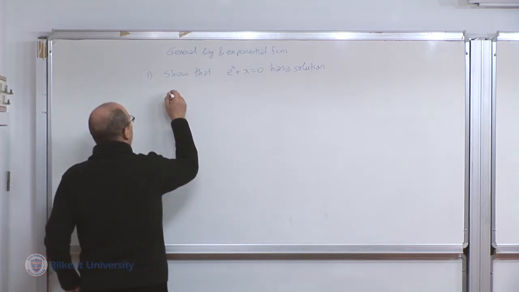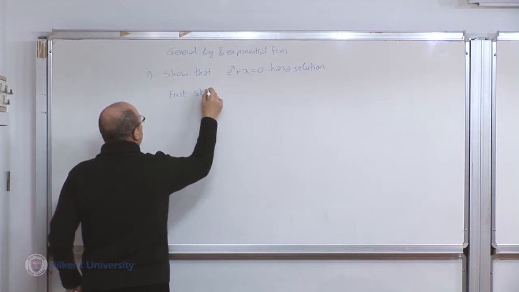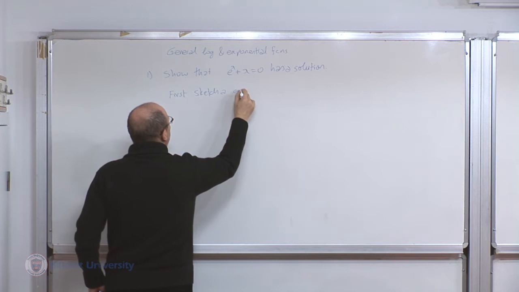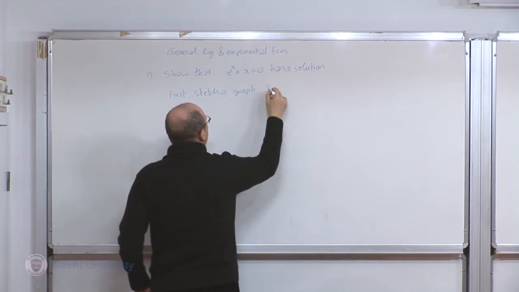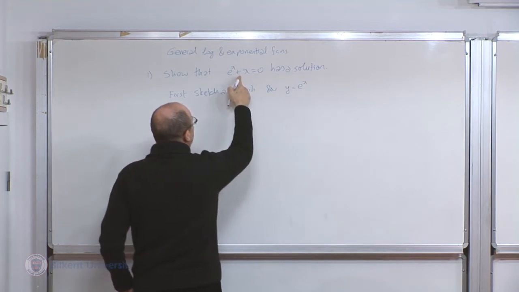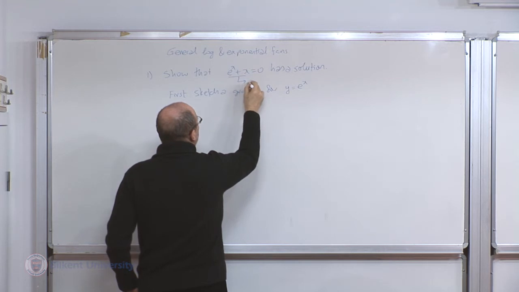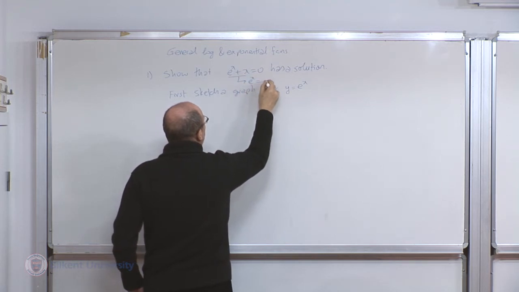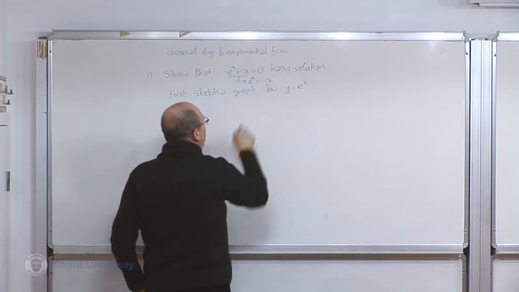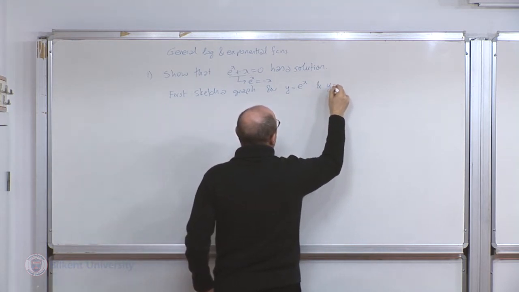So first you draw a graph. First, sketch a graph for y equals e to the x. And you are looking at when e to the x is equal to minus x. So you look at the graphs of these things and check if they intersect.